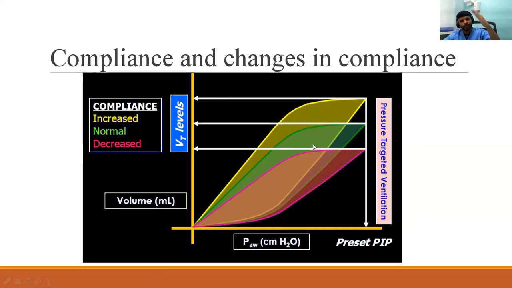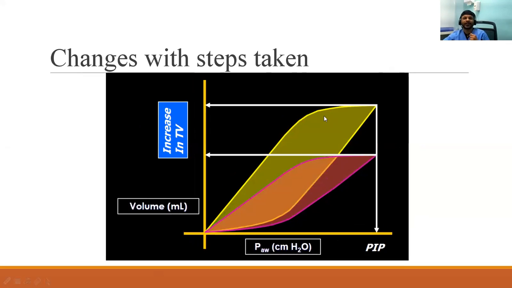So the more the loop is going towards the x-axis, the worse the compliance of the baby is. The more it's going towards the y-axis, the better the compliance of the baby. Thereby, you know that the baby's lung is improving. This scenario we normally see when we give surfactant. Say, for example, this is the first breath of the baby, RDS baby, and then you give surfactant. You will notice that within no time, the baby's lung compliance is improving and it is moving more towards the y-axis.